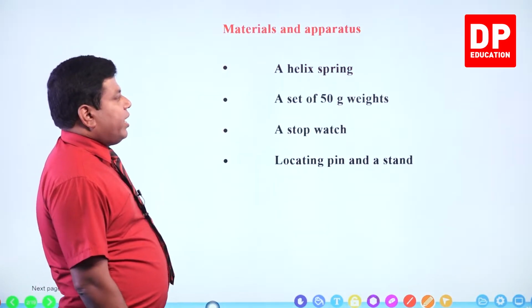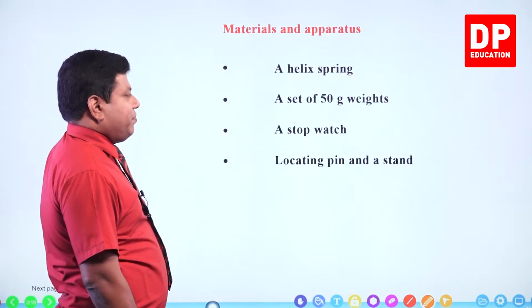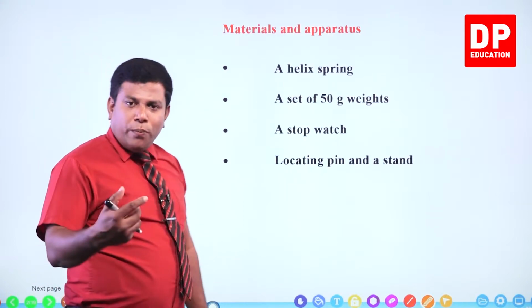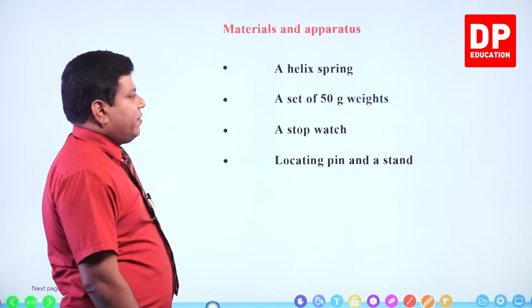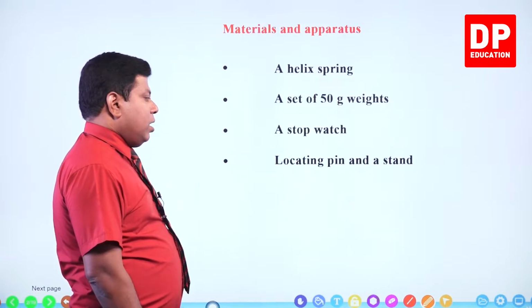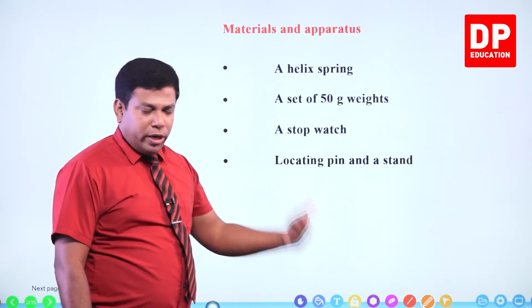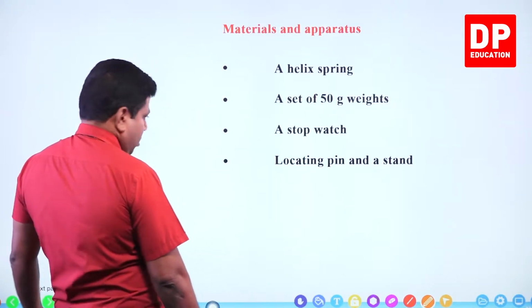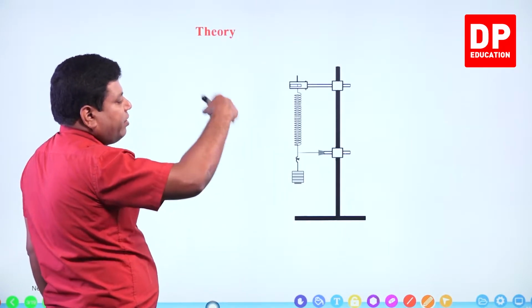Materials and apparatus required: you need a helix spring, a set of 50 gram weights to attach to the bottom of the spring and change the weights, a stopwatch, a locating pin and a stand. I have shown you the locating pin. So this is how the arrangement will look like.